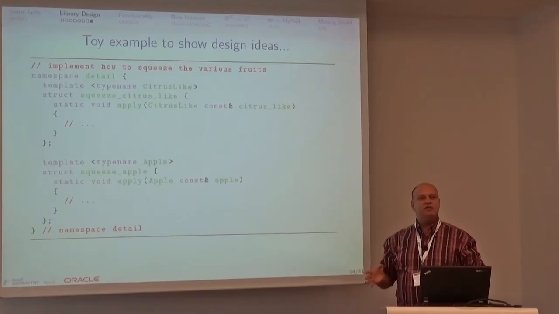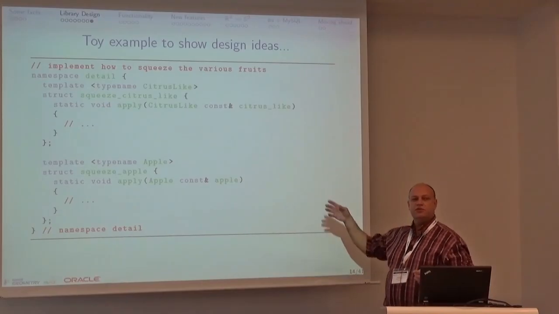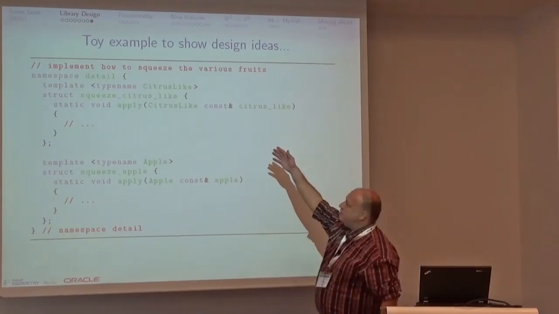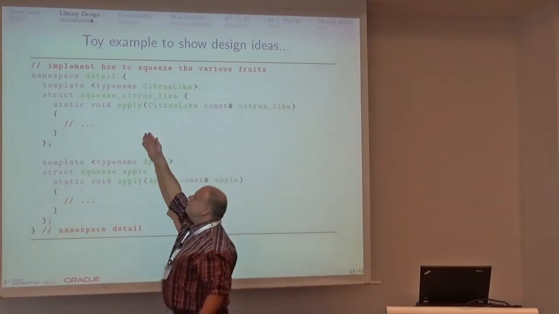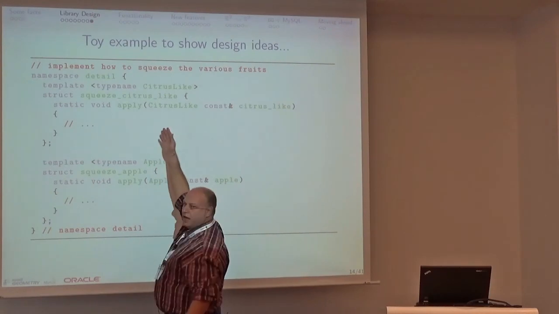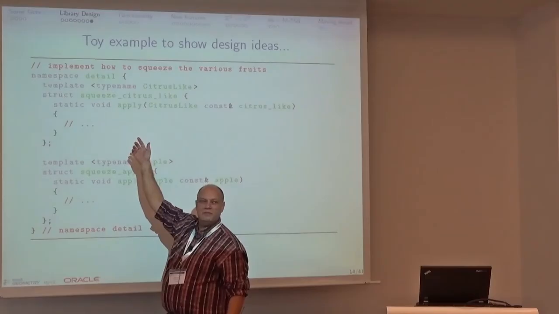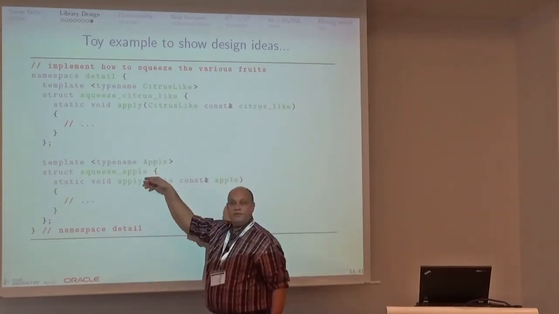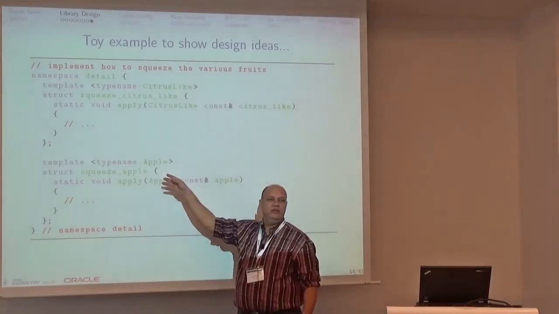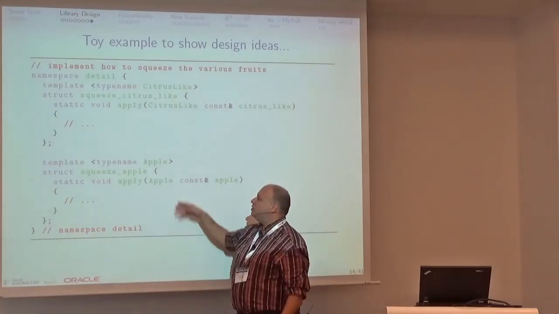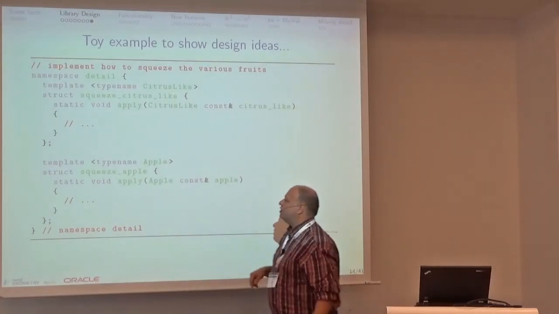As I said, the bulk of the work is done in the detail namespace. So how you would do the squeezing, this is where you would write it. You would get the detail namespace, and there you would have an algorithm that says, squeeze me a citrus-like kind of fruit. So this would basically account for oranges, limes, and lemons. And for apples, I want to do it in a different way. It makes sense. They're not the same kind of fruit. So I would have a different algorithm here for squeezing an apple.